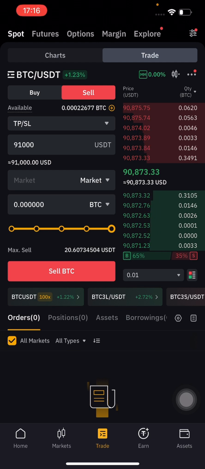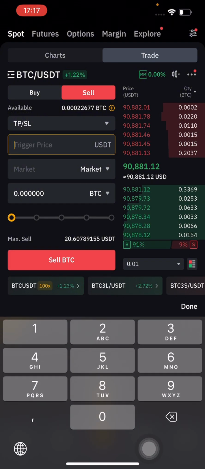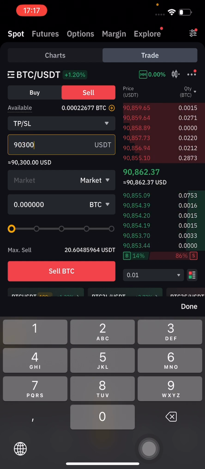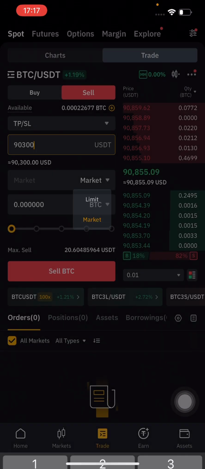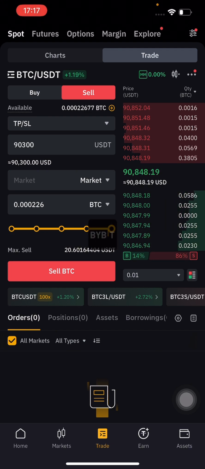So now for us to set the stop loss, you just come here, the same thing. You click sell, you select TP / stop loss. The price now, we're going to set a price that is lower than the price at which you bought. Let's just say 90,300. Remember, you leave this at market, and the quantity is everything. If price drops and reaches that level, you sell everything for me.